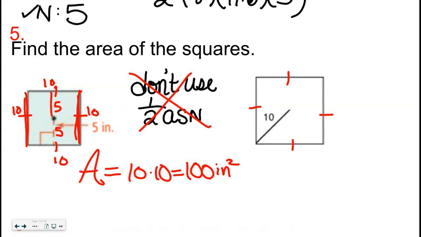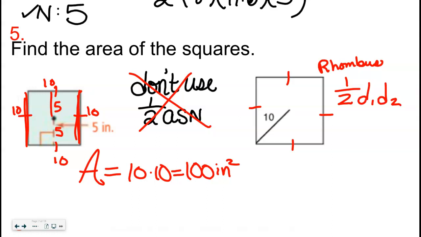Zach, do you believe me that a square is a rhombus? A rhombus has to have 4 equal sides. Does a square have 4 equal sides? Yeah. And yesterday we learned that to get there, so I'm going to write the word rhombus by here. Instead of me looking at this as a square, what I'm going to do is say, well, it's a rhombus. And for a rhombus from yesterday, we did a half of diagonal 1 times diagonal 2.